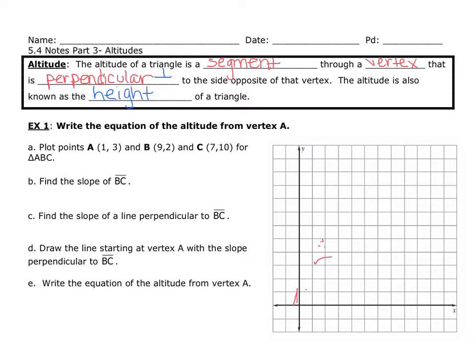All right, so let's look at this example. It's going to run us through. Go ahead and plot the points A, B, and C on the graph and make the triangle ABC. So (1, 3) is point A, (9, 2) is B, and the last one, C, is (7, 10). All right, and go ahead and make a triangle.